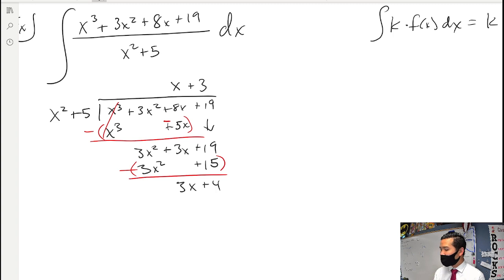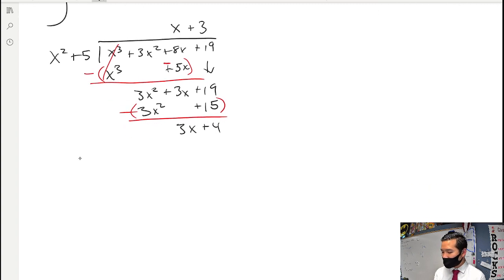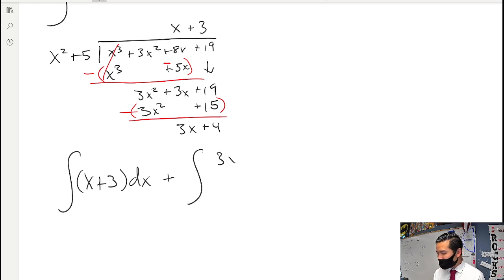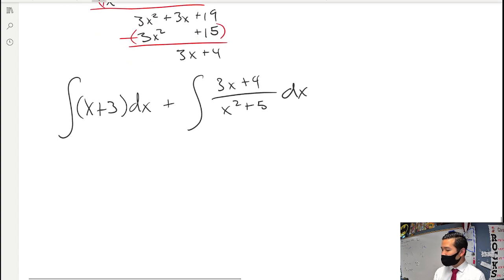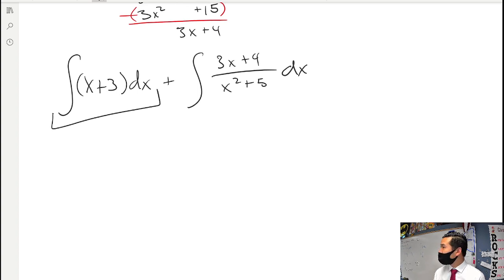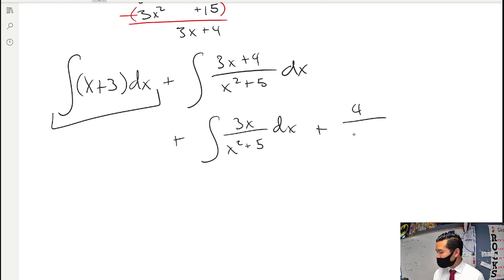Yes? Yep. So this whole thing is going to be rewritten as the integral of x plus 3. I can do that on its own. That's fairly easy, isn't it? Plus the integral of 3x plus 4 over x squared plus 5 dx. I would split this up. This one's already done. Yeah? This one I would split into two problems, which would be the integral of 3x over x squared plus 5 dx plus 4 over x squared plus 5 dx.